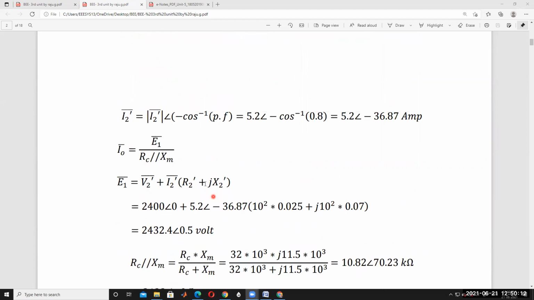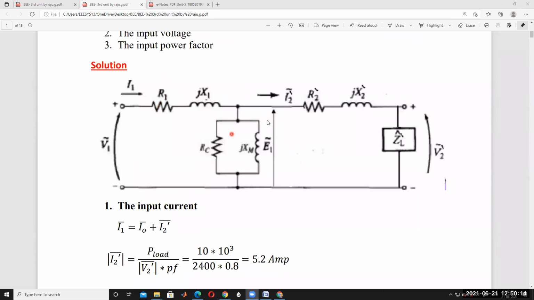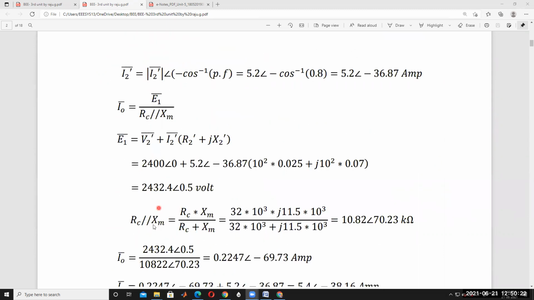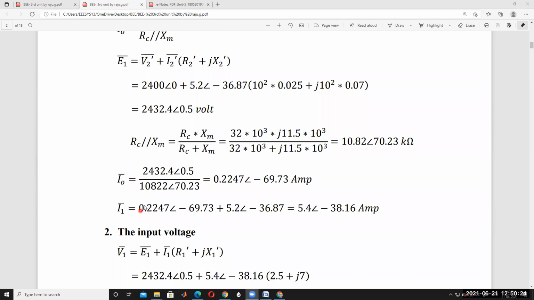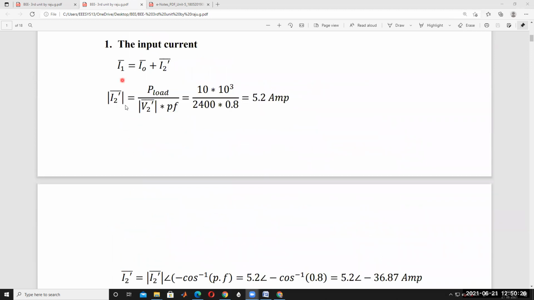Then how to find I1 here? It is the phasor addition of these two: I1 is equal to I2 dash plus I0. Substitute here and you will get I1. In this way you will get I1, that is called the input current.